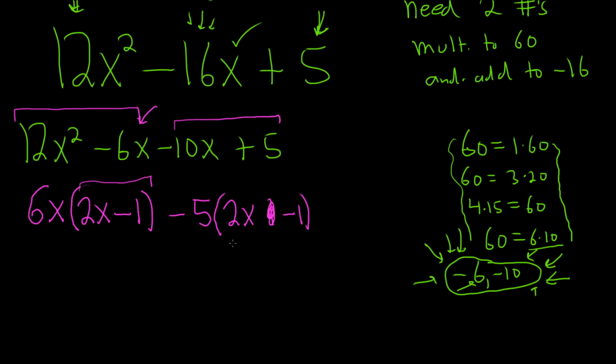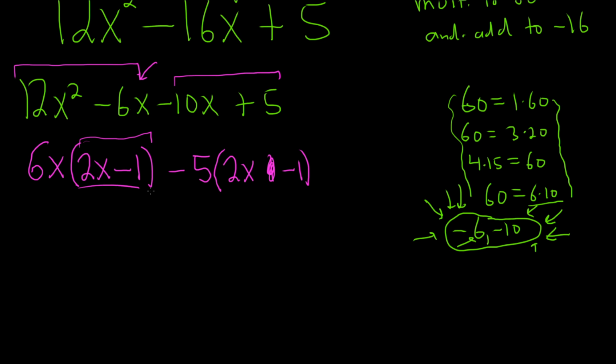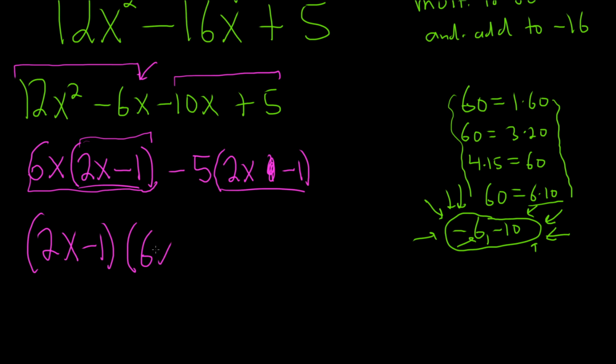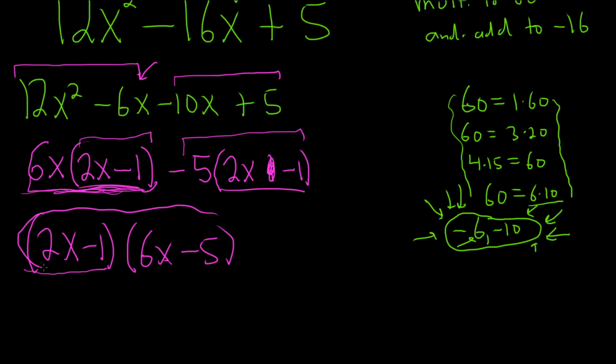All right, so now we can pull out the 2x minus 1. So parentheses 2x minus 1, parentheses. We just need a 6x here, because when you multiply 2x minus 1 times 6x, that's what you get here. And then what do we need to multiply 2x minus 1 by in order to get this top piece? Just a minus 5. And that would be the final answer.